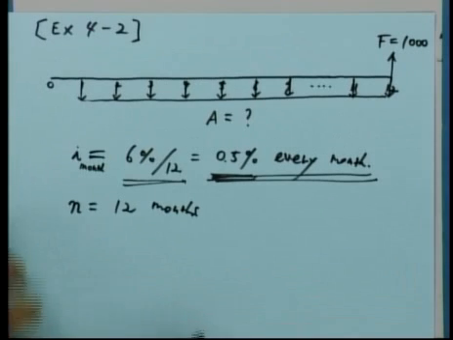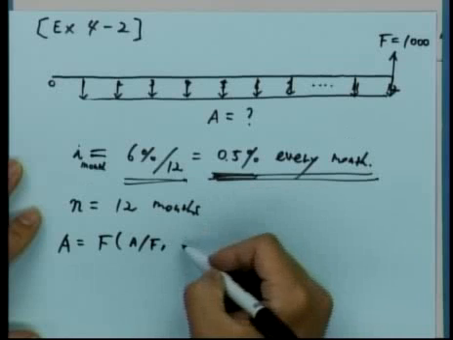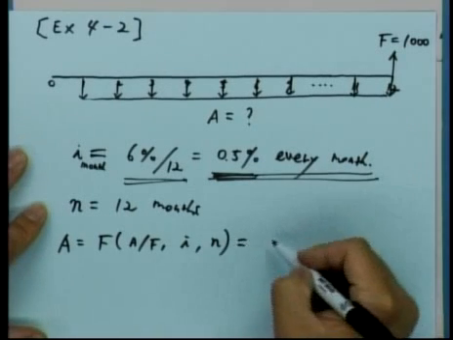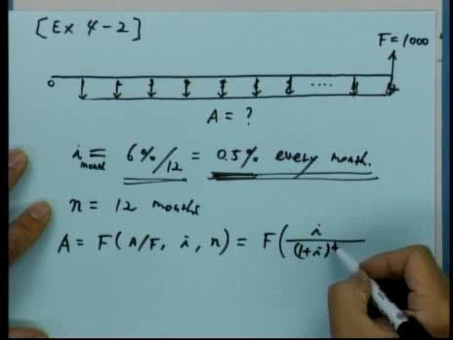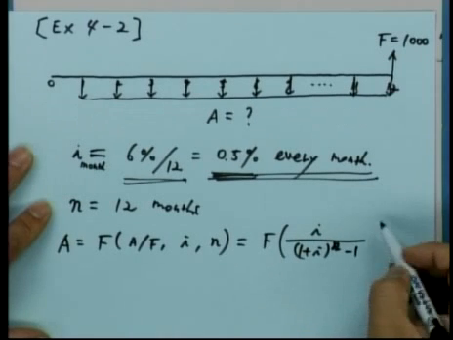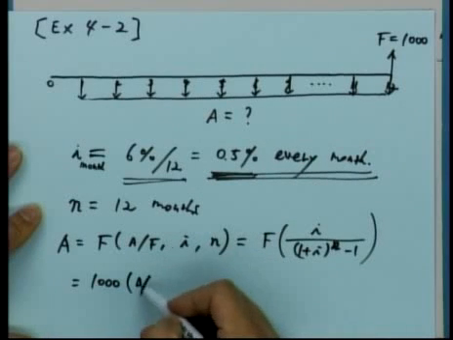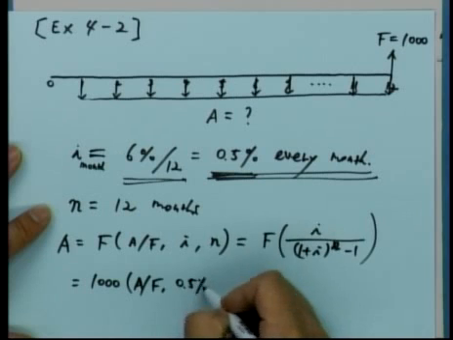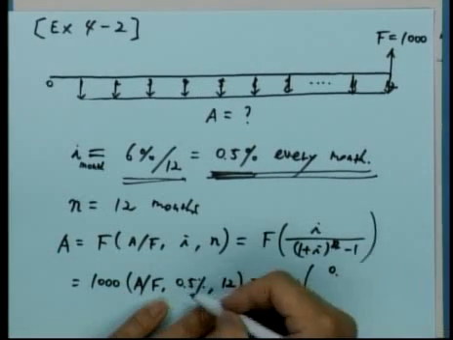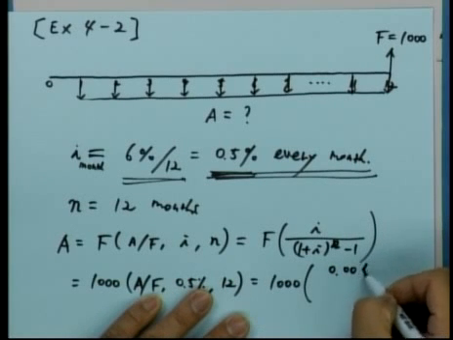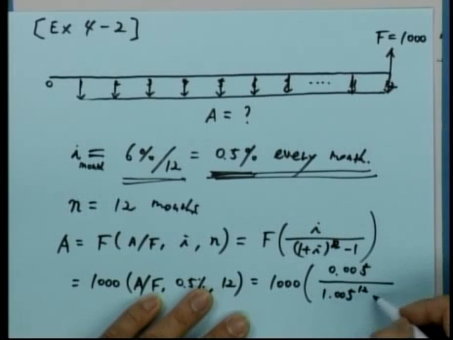So by using the uniform series sinking fund formula, which is A equals F times A given F, I% over N period. Another expression is F times I over (1 plus I to the power N minus 1). F, the future sum, is 1,000. A given F, 0.5%, N is 12, right? Or 1,000 times 0.5%, which is 0.005, right? Over 1.005 to the power N, which is 12, minus 1. Okay.